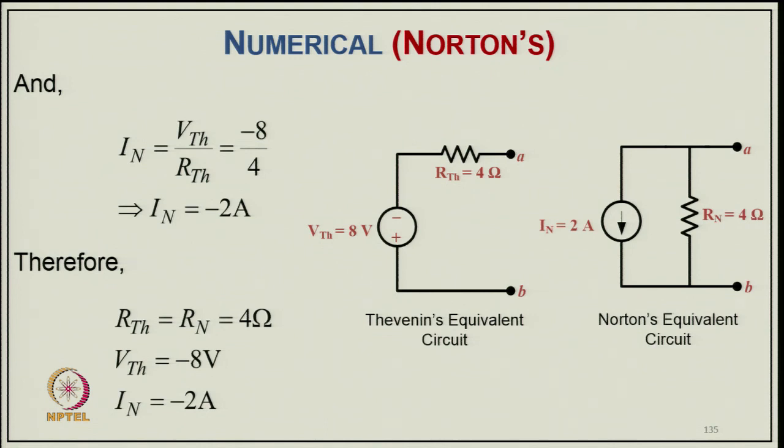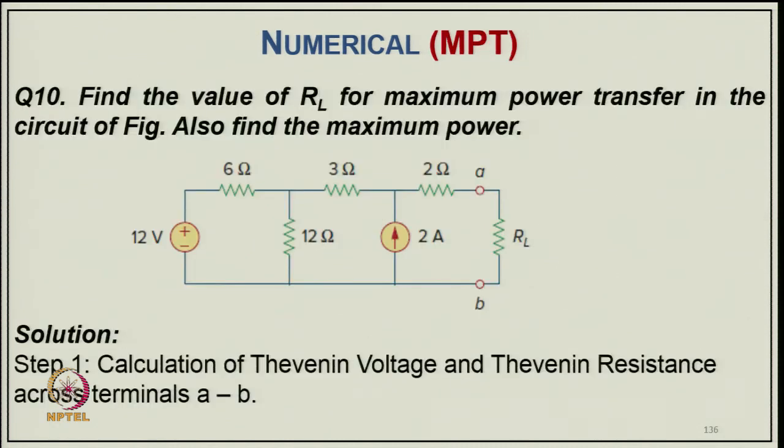Now here you have a voltage source of 8 volt with the 4 ohm resistance. So, you can get the source current, the Norton current, as VTH by RTH, minus 8 by 4. So, IN equals minus 2 ampere in this direction. So, this is your Thevenin equivalent, where RTH equals RN equals 4 ohm, VTH is minus 8 volt and IN equals minus 2 ampere. These are the Thevenin and Norton equivalents of the circuit which we have solved.